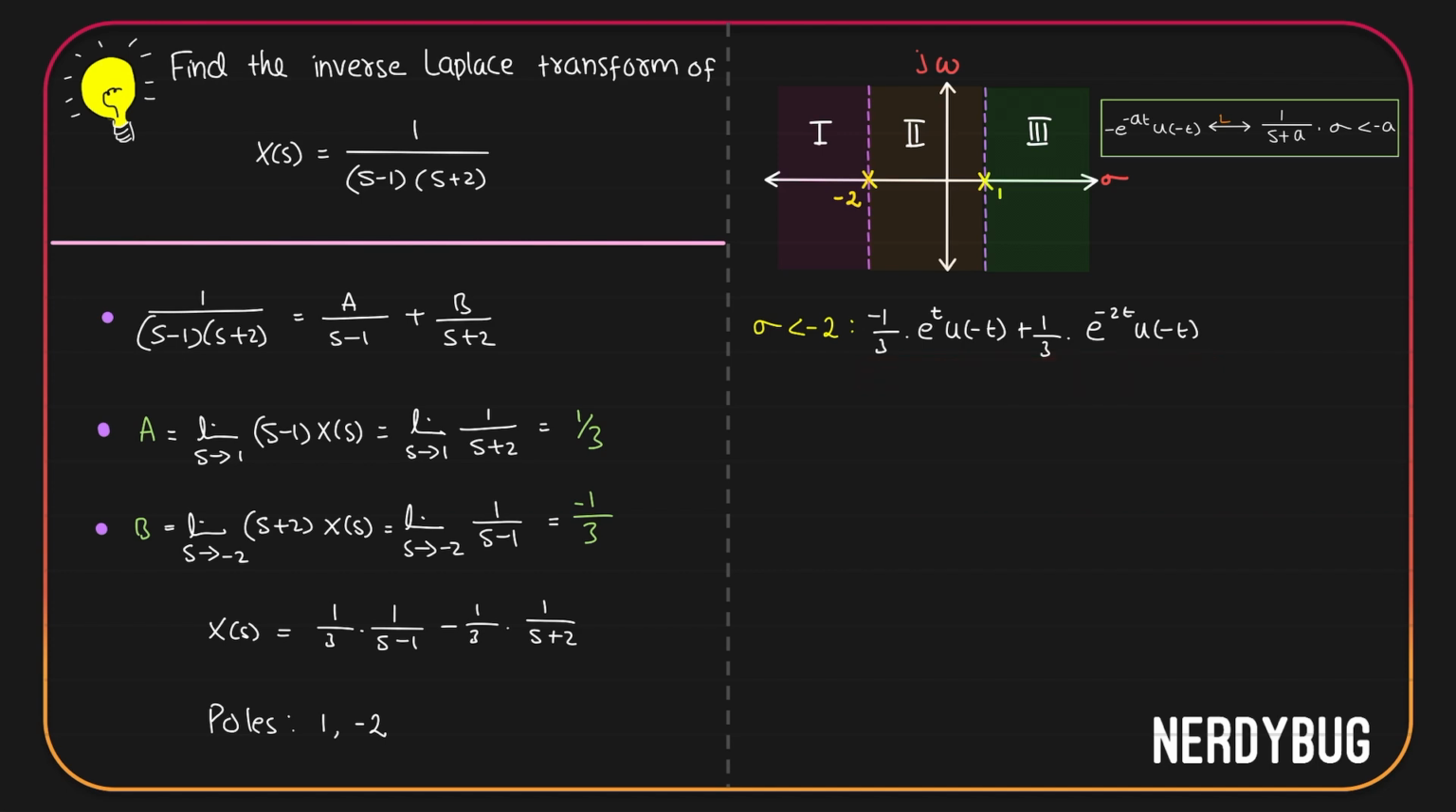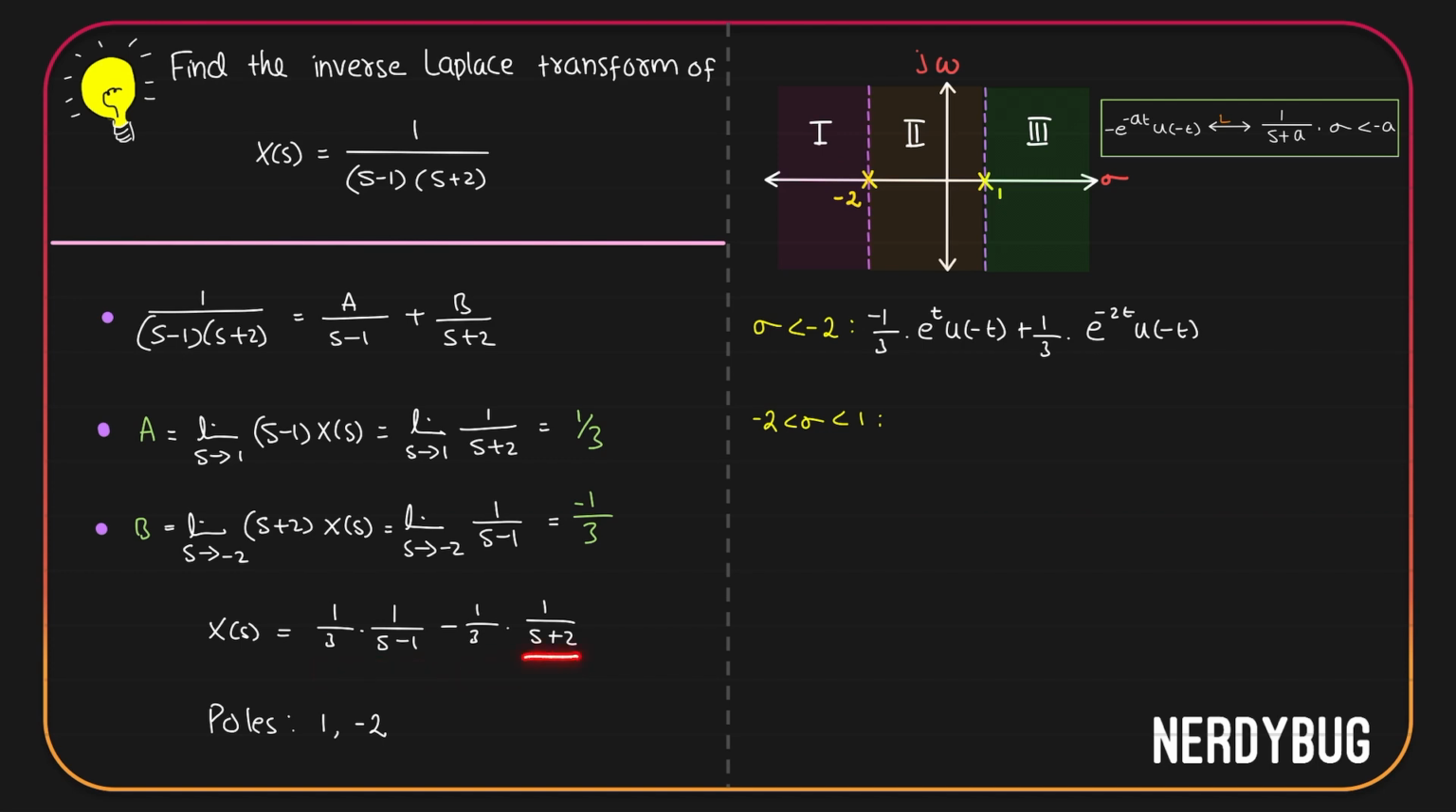Let's take the second case. Our ROC is between minus 2 and 1. So minus 2 less than sigma less than 1. Here the ROC is between two poles. That means our signal has to be double-sided. So one of the component signals is right-sided and the other is left-sided.